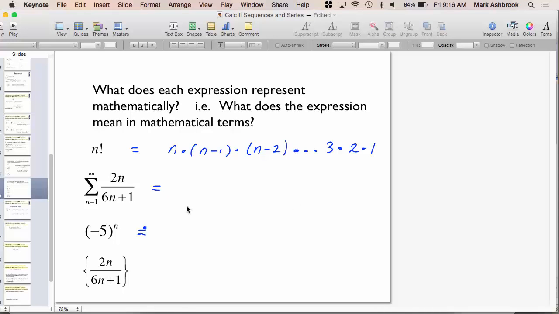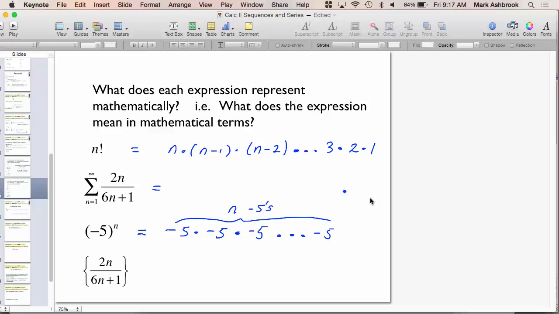Let's go down and do this third one next. What does negative 5 to the n mean mathematically? What are we doing mathematically that equals negative 5 to the n? Well, we're multiplying what together? Lots of negative 5s. How many? N number of times. N negative 5s. Somehow what you wrote has to express that you're taking negative 5 and multiplying it by itself n times. N negative 5s multiplied together.